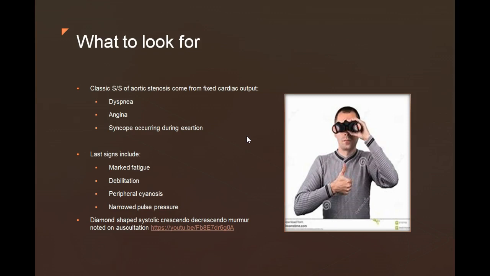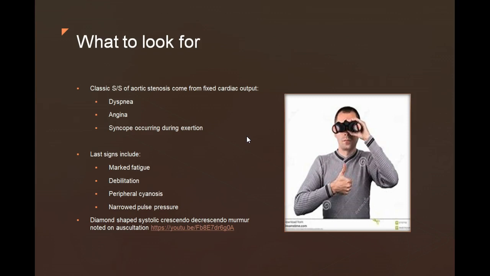So when they say you have syncope occurring during exertion, naturally, if you were physically exercising, working out, something like that, your cardiac output would most likely go up. Your heart's working harder to pump as you're exercising and using your muscles. On a fixed cardiac output, it won't go up. It stays the same, which results in this syncope during exertion or shortness of breath or chest pain.